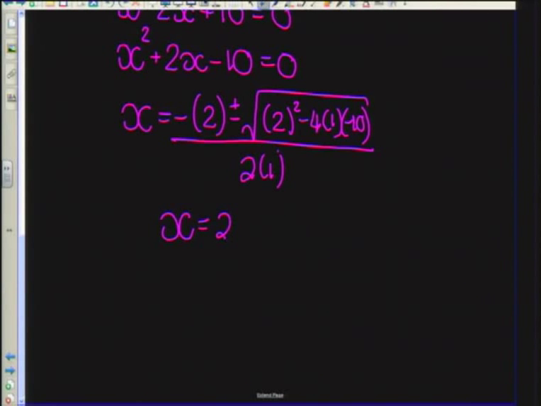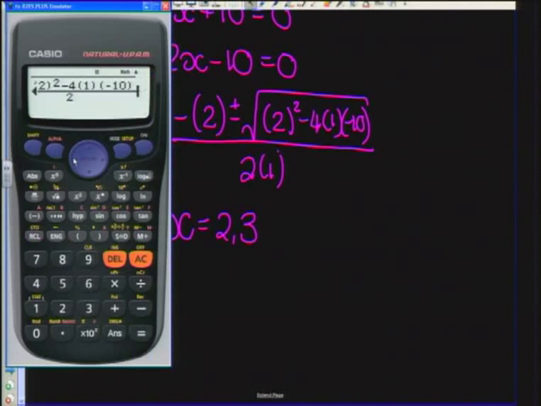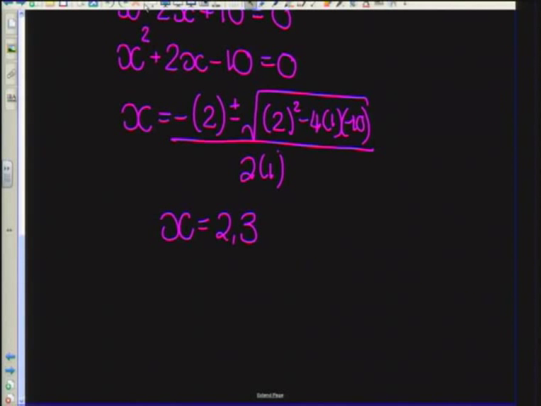is equal to 2.3. And let's just go back to our calculator for a second. Let's just replay our values. And all I'm going to do is replace the plus with the minus. Okay, and we get the other version, which is negative 4.3. So x equals negative 4.3.